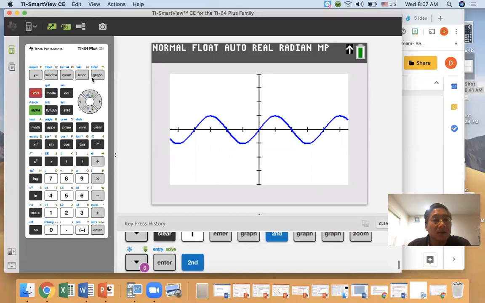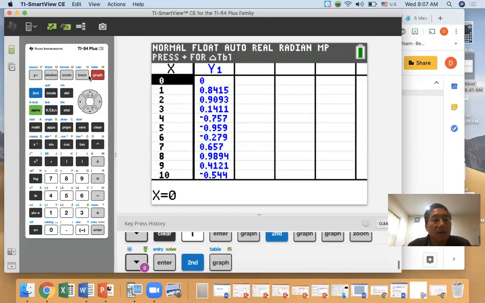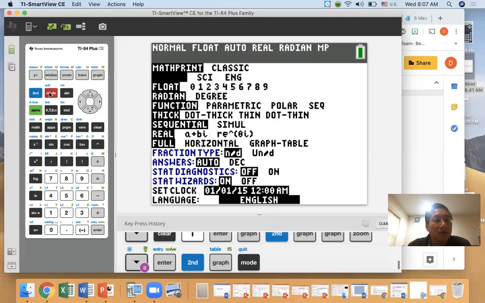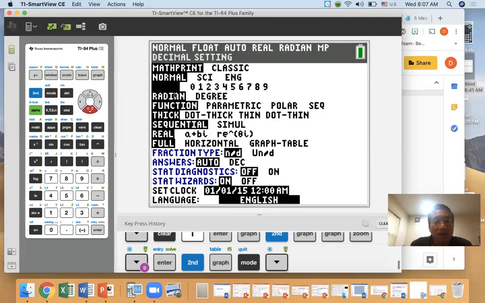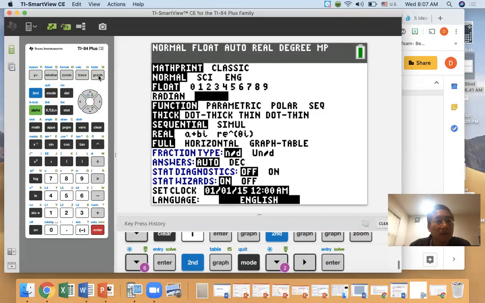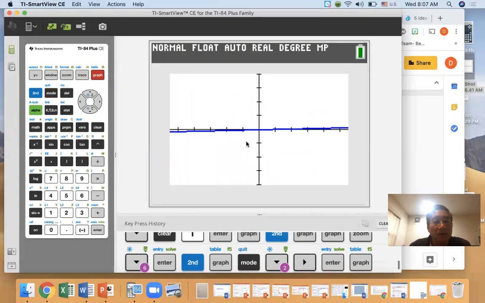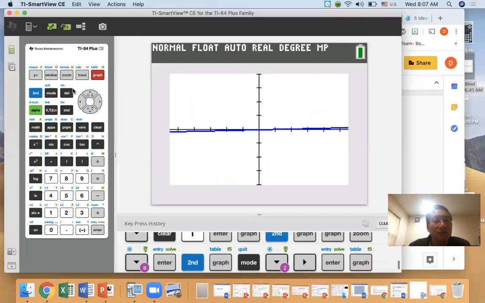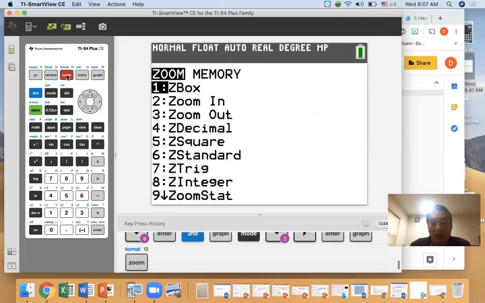Use the second table. Now, I want to change the mode again. Go to the degree. Let's go to the degree. All right. And then graph. And what happened? What should you do? Yes, you should change the zoom. 7.